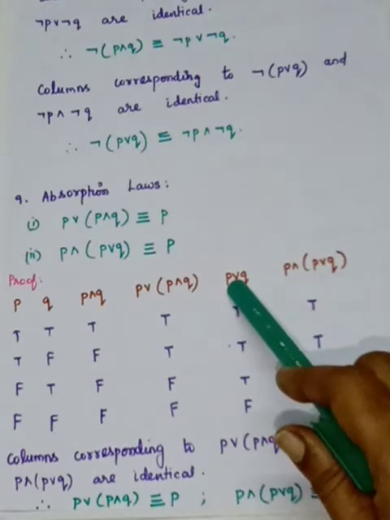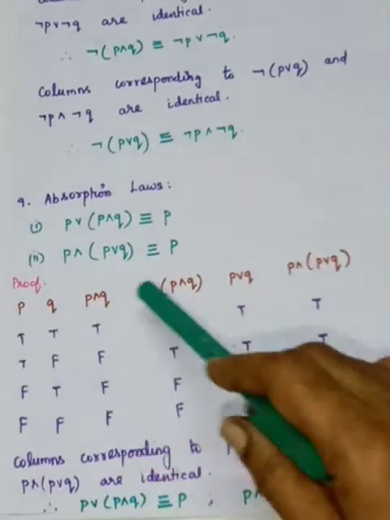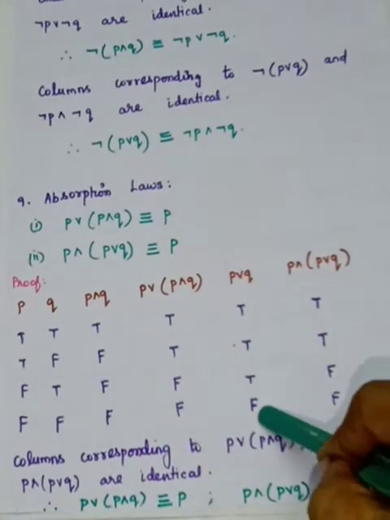OR means what? If any one is true, it is true. If both are true, it is true. One is true, so it is true. So here you are having false.